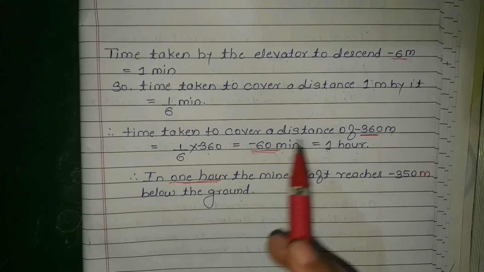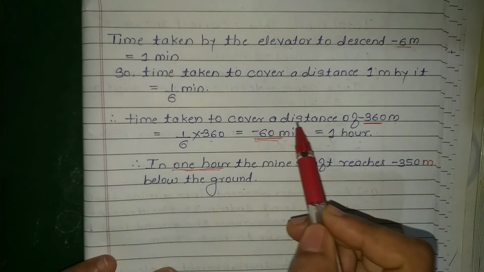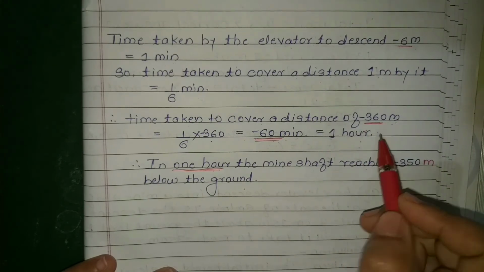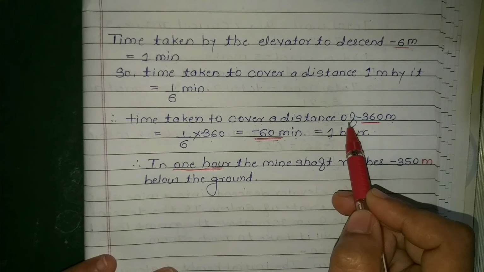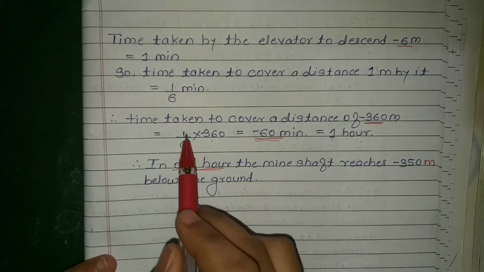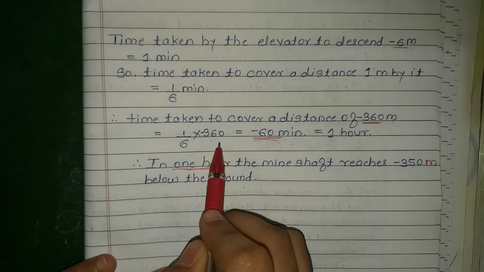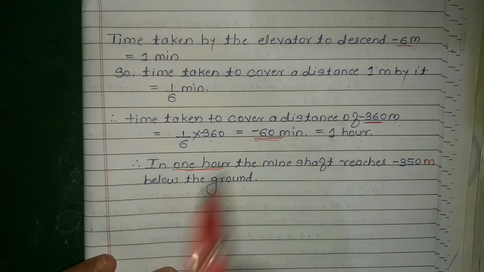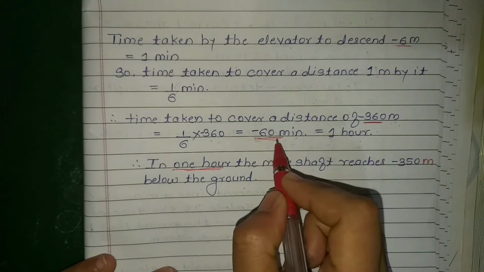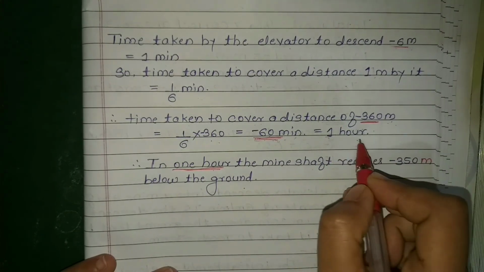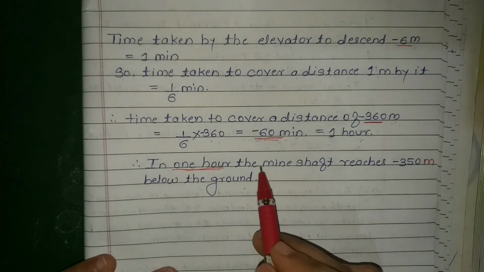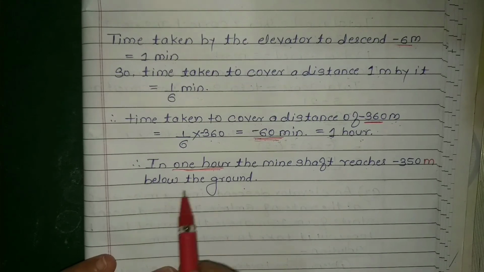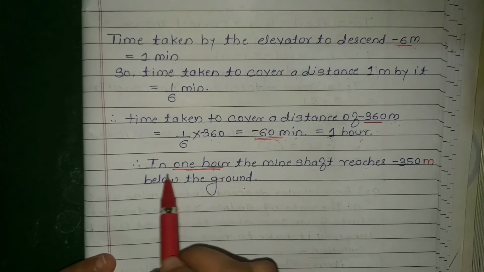Therefore, the time taken to cover a distance of this -360 meter, where again the negative sign indicates the opposite direction, will be equal to 1/6 into 360, which is 60. Time is not negative; the negative sign indicates only the opposite direction. So the answer is 60 minutes. But you know that 60 minutes is equal to what? 1 hour. That means in 1 hour, the elevator reaches -350 meter below the ground. So 1 hour is our answer.